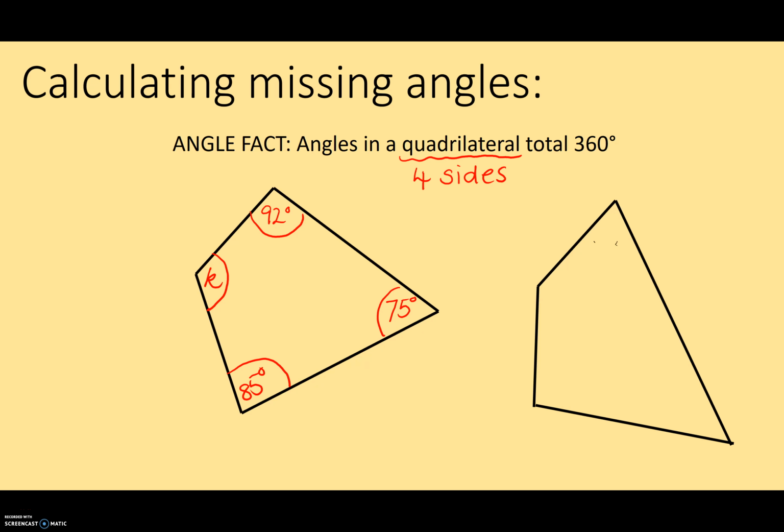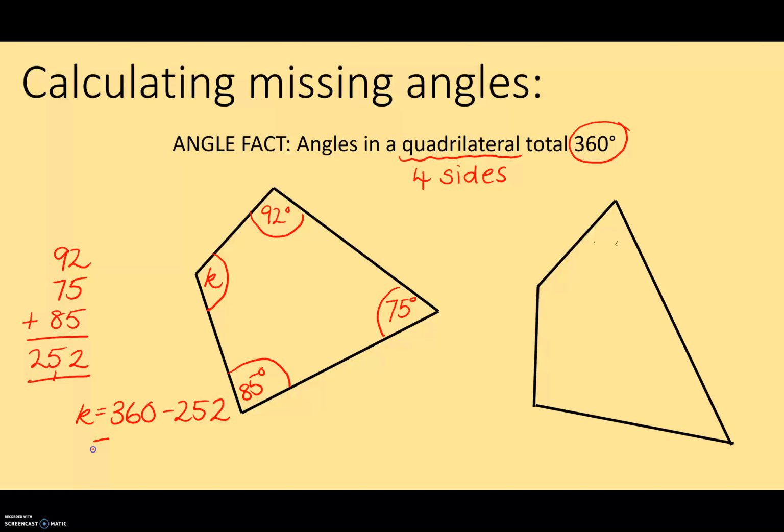So first step I would do is work out what I've got so far. I've got 92 degrees, 75 degrees, and 85 degrees. If I add those three up, I find out that I've got 252 degrees. If I then subtract that from the total, and the total needs to be 360 degrees, then I can see that K is going to be 108 degrees.